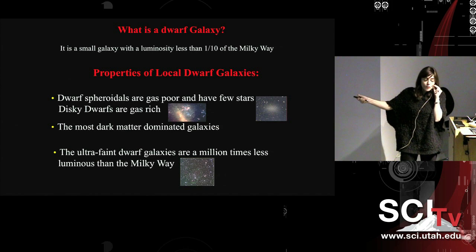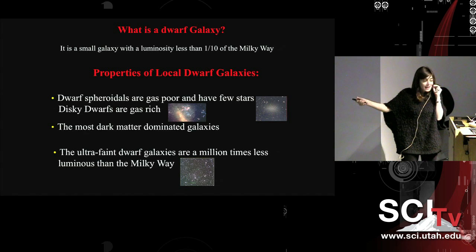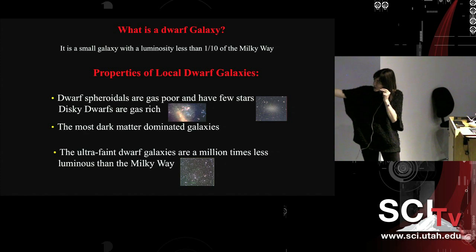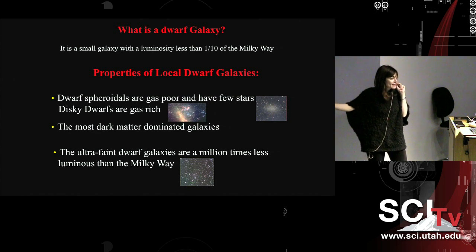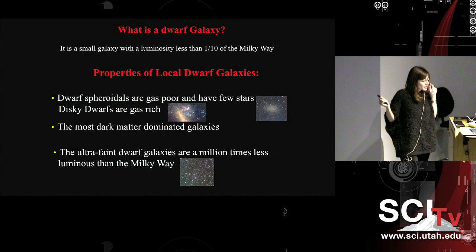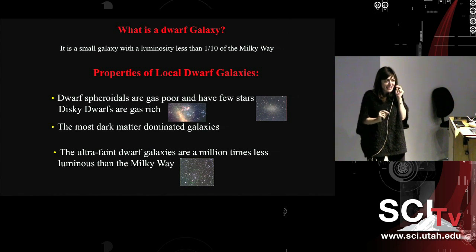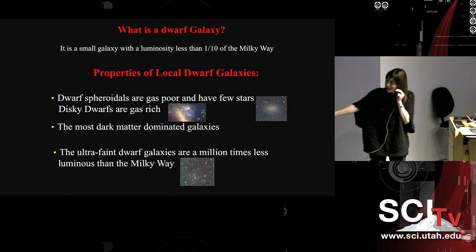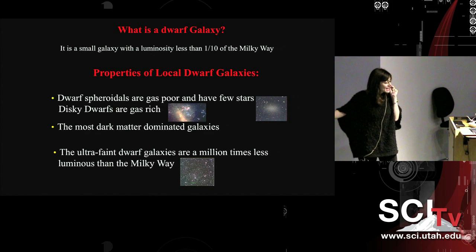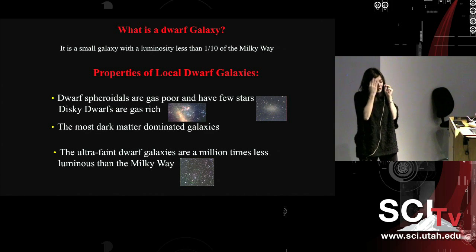This is an example of one of these ultra faint dwarf spheroidal galaxies. So you see, it's almost like a little cloud of stars. And some of these, the ones that have been recently discovered, are so faint, like this one, that it's almost impossible to distinguish. Only the good eyes of the observers can find them. And you see, some of these ultra faint dwarf galaxies have something like 1,000 stars, compared to 200 billion of the Milky Way.